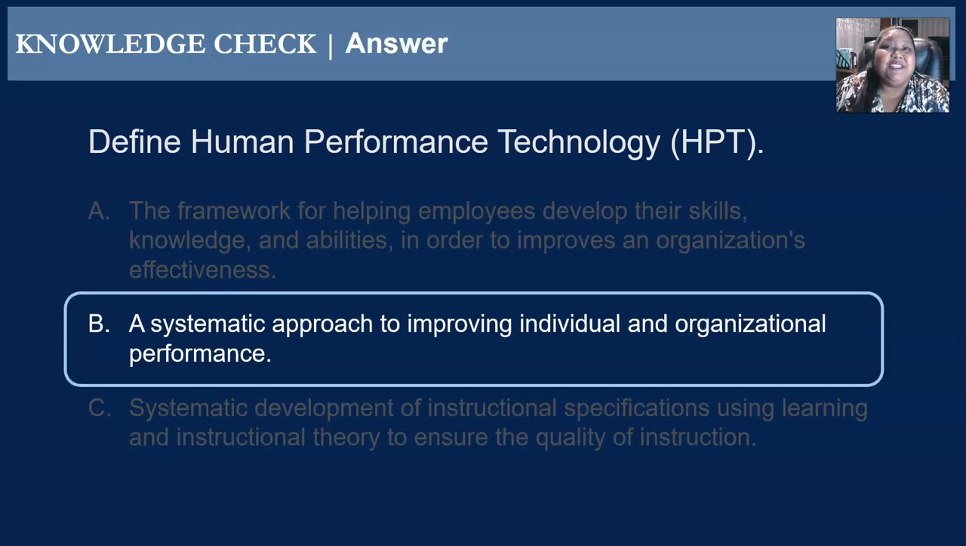The correct definition of human performance technology is B, a systematic approach to improving individual and organizational performance. If the rest of the definition sounded familiar, that's because A is the definition for human resources development, and C is the definition for instructional design.